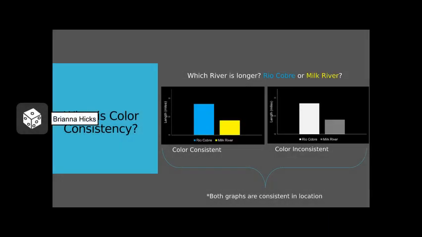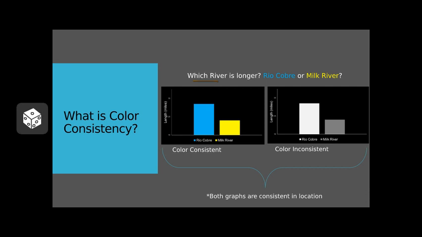Next, I want to provide some clarity for you to better understand this project. What is color consistency in this context? Color consistency is when the variables in the presented information, or in this case, the question, are the same color as the variables presented in the graph.